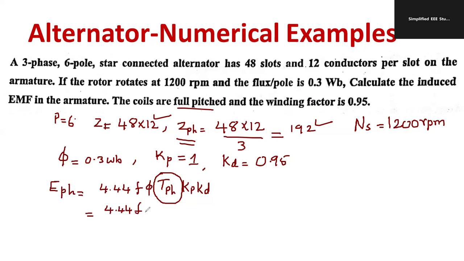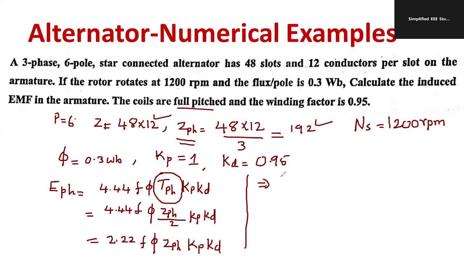4.44 F into phi into T phase can be replaced by Z phase by 2, Kp, Kd. By simplification, 4.44 by 2 is nothing but 2.22 F into phi into Z phase into Kp into Kd. So E phase equals, please substitute accordingly, 2.22. Now you need to substitute the value of F.